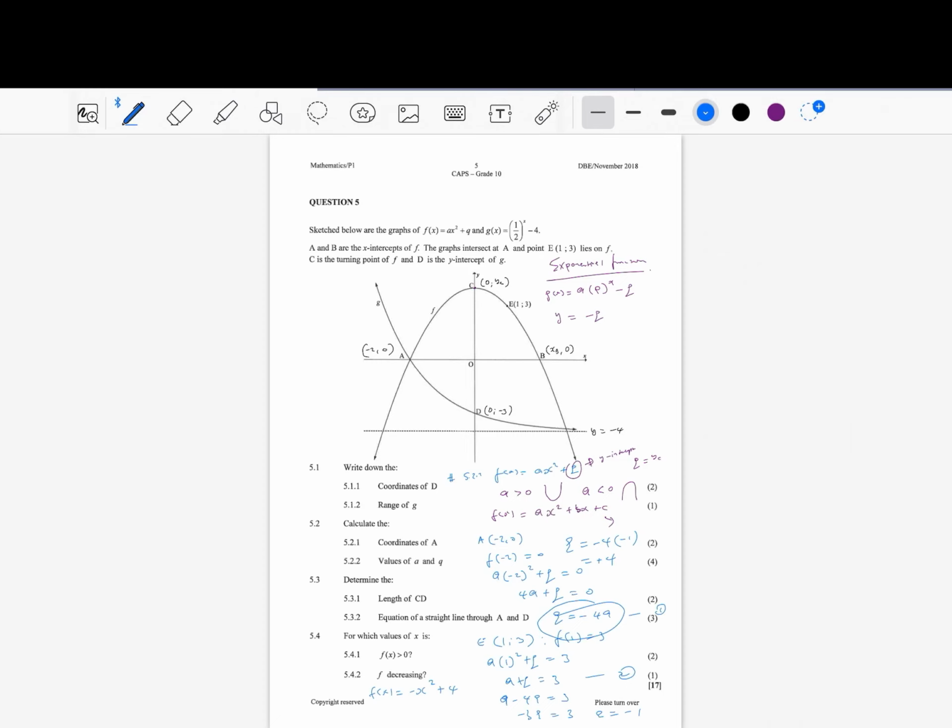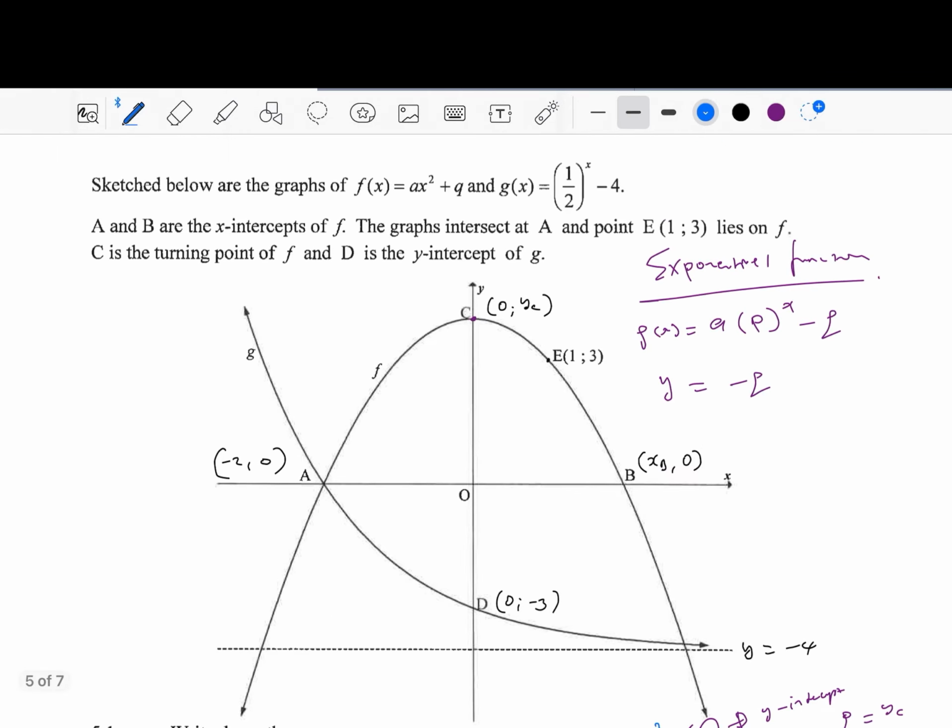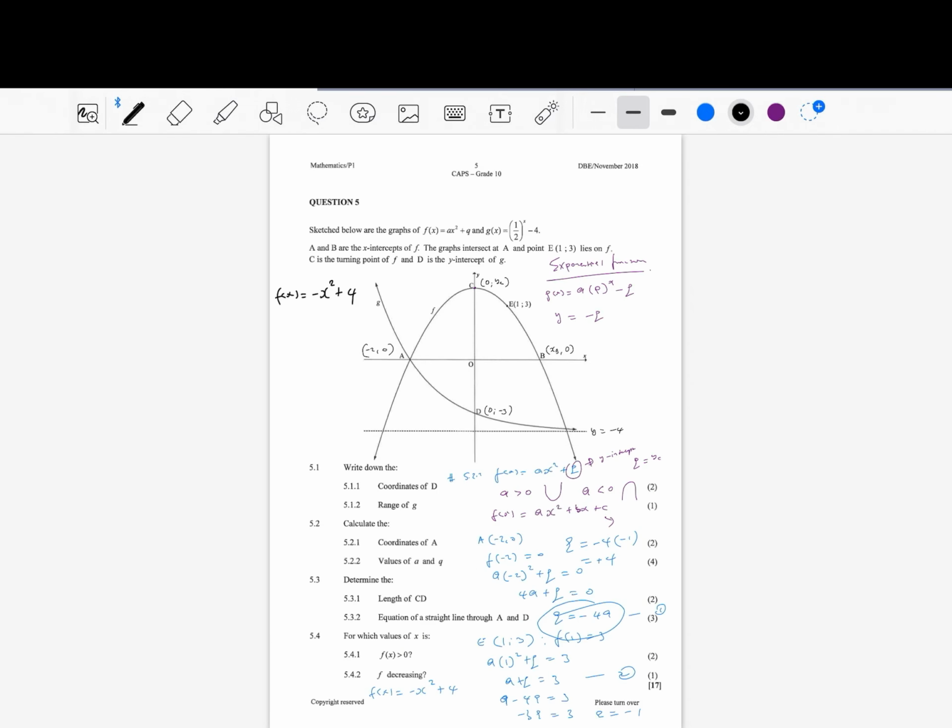Let me write this up here. f of x is equal to negative x squared plus 4. You need to remember that, and you get your marks. How many marks is this? This is 4. You have 1 for a, 1 for q, 1 for actually doing this, and half for this and half for that. That's how you get your marks. All right.